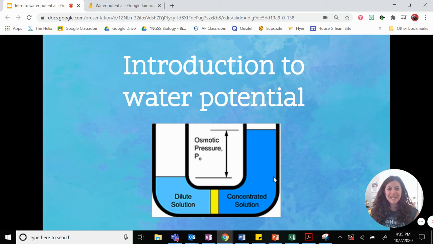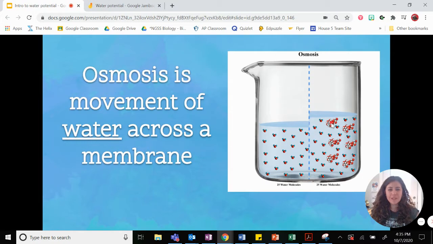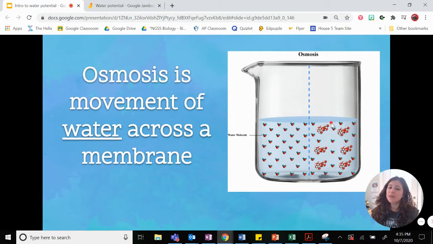Hi students, let's talk about water potential. So remember, osmosis is movement of water across a membrane.